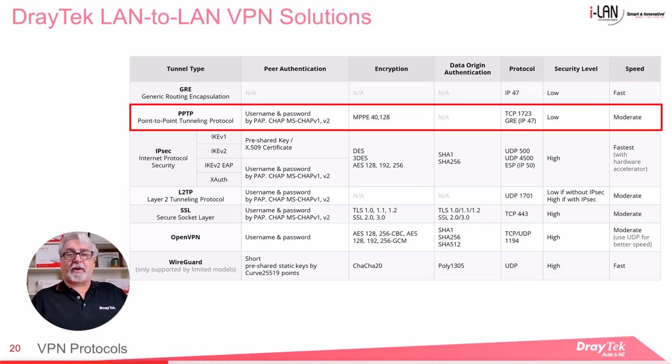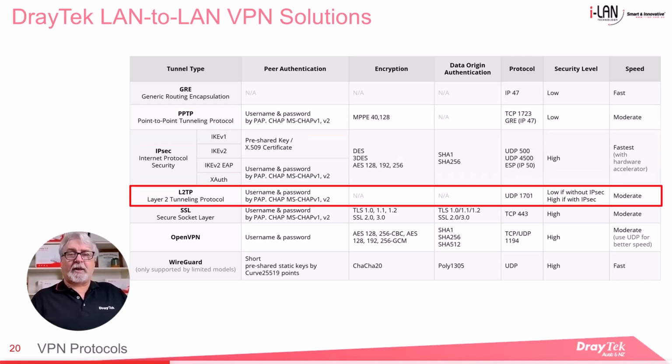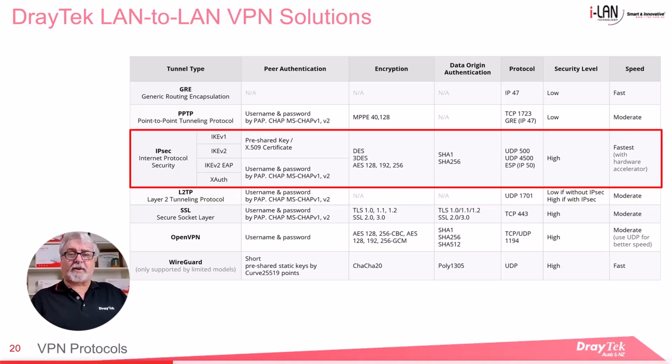PPTP adds a bit more security, requiring a username and password to authenticate, but it can also be encrypted as well. L2TP, Layer 2 Tunneling Protocol, offers a higher level of security than PPTP by adding an IPsec policy pre-shared key to authenticate. IPsec is the king of VPN security and is generally the way to go for business networks. It uses a pre-shared key with varying levels of encryption to authenticate.